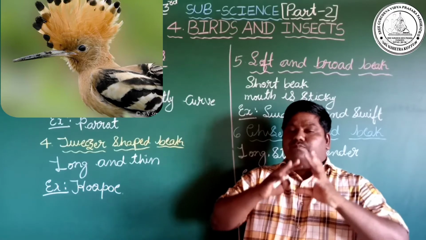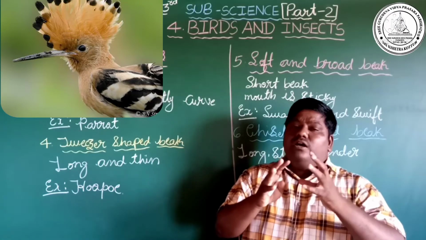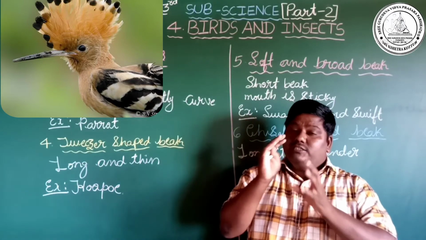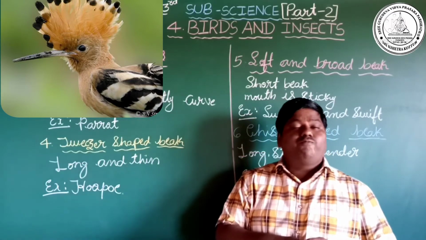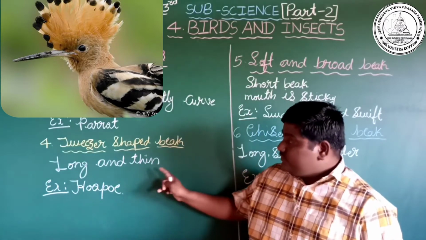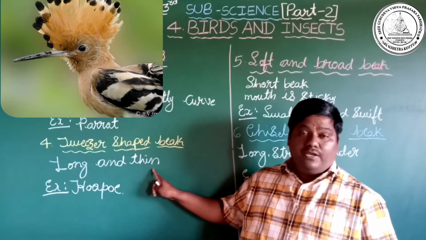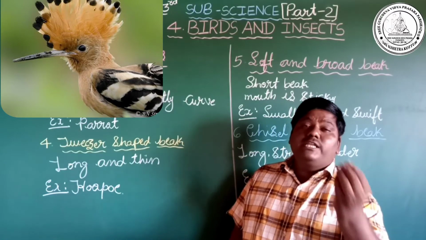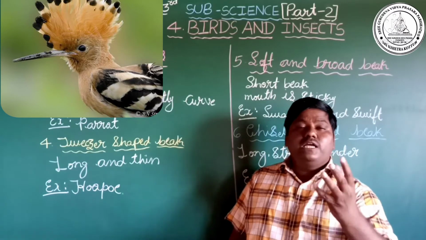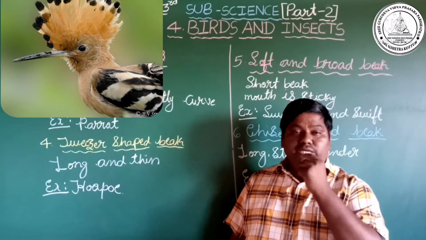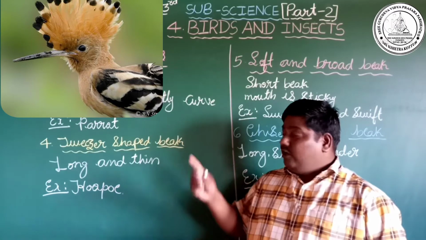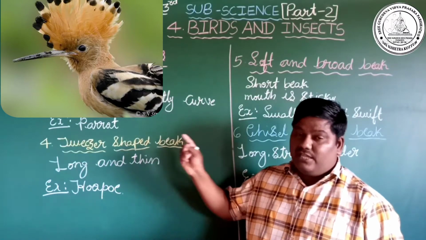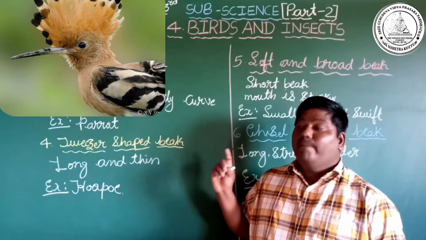See here, in the tree we sometimes do not see the insects on the bark. We see some insects inside the hole of the tree. At that time they use the long and thin beak. With the help of its beak and tongue, they pull the insects out. Okay, all of you observe the picture carefully on the board. That is the image of the hoopoe's beak.